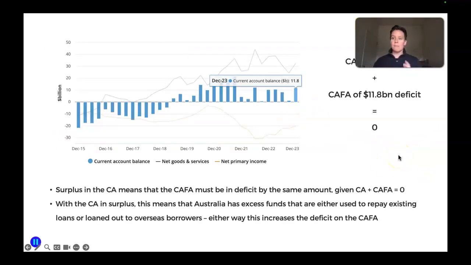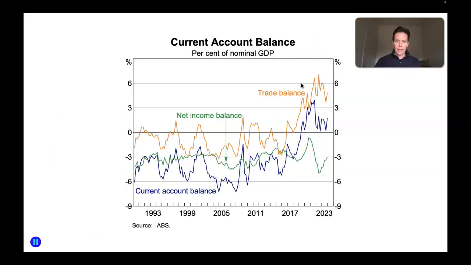All right, so let's talk about some numbers, some actual numbers from what's going on over the past few years. You do need to know what the current account surplus is equal to in Australia and what that means for the CAFA. So you can see on this graph here, there's a little bit going on, but you can see that you've got a current account balance equal to $11.8 billion. And that's a surplus because it's a positive figure. And we know that because when we looked at this graph back here, we could see that we've been dancing on a surplus for a number of years at this point.